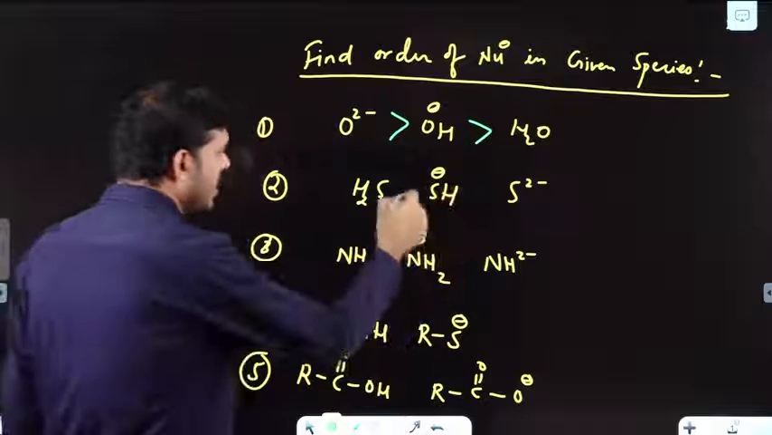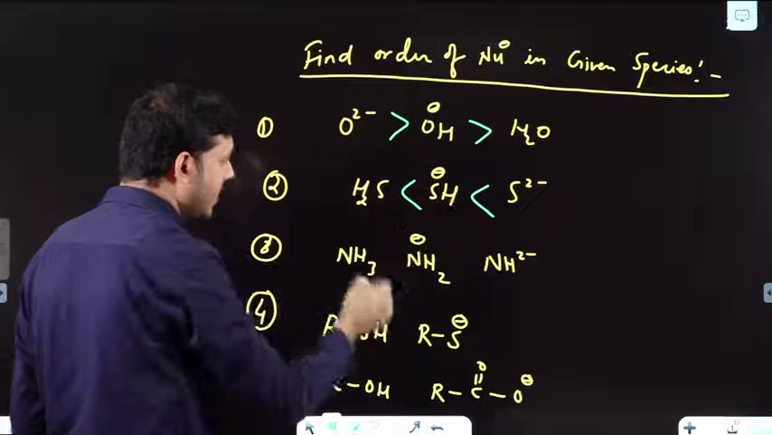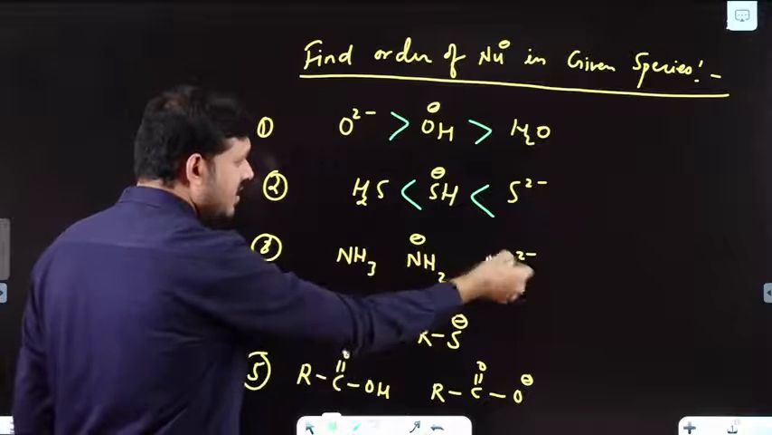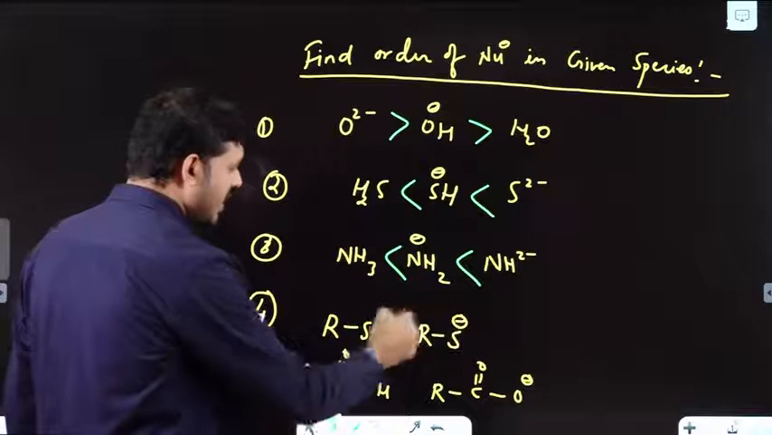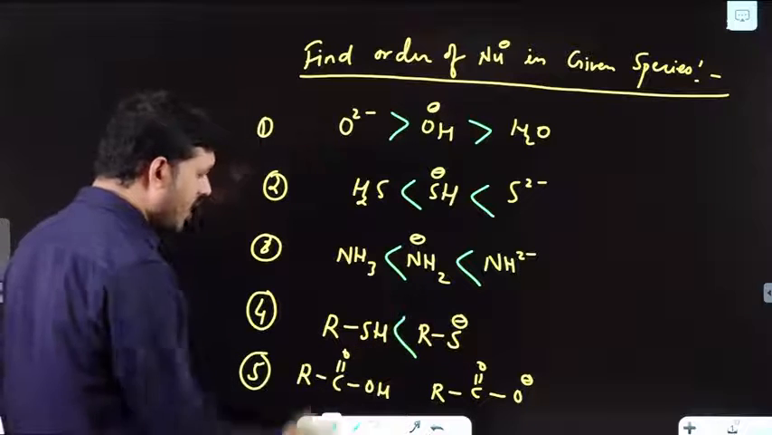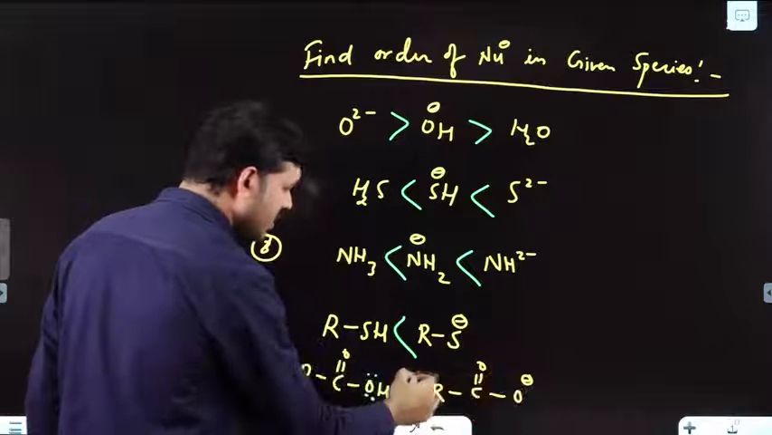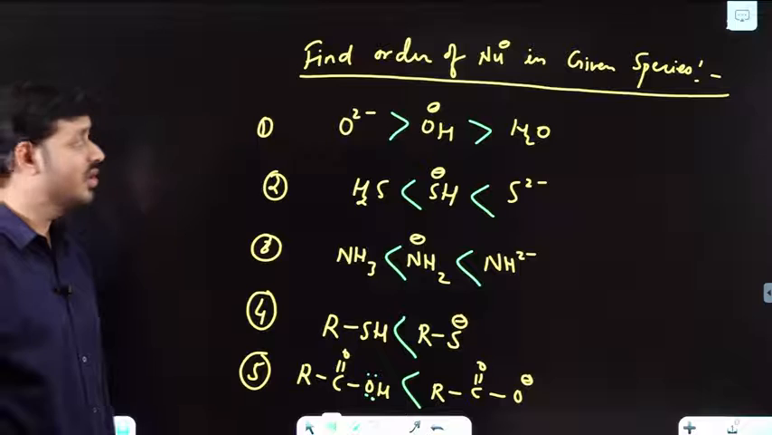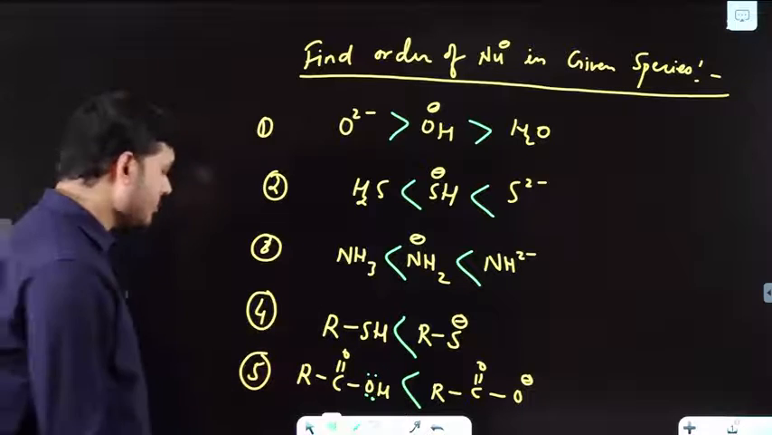Now here again this is the order, minus 1, minus 2, same sulfur atom. NH3, NH2 minus, NH minus 2, this is the order. RSH, RS minus, same case. Now RCOOH has a lone pair, and when this H is removed there is a minus charge, so this is the order. Clear to all? So this is the order of nucleophilicity in the given species.